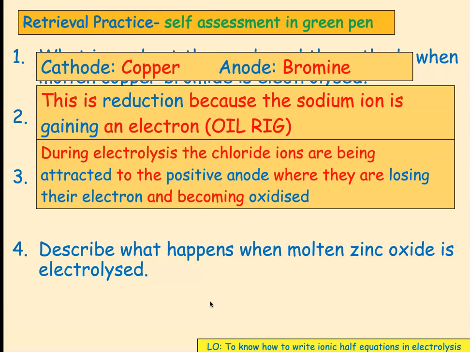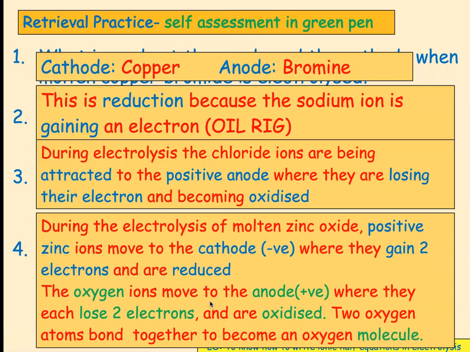oxidized. Describe what happens when molten zinc oxide is electrolyzed. During the electrolysis of molten zinc oxide, positive zinc ions move to the cathode, which is negative, where they gain 2 electrons and are reduced. The oxide ions move to the anode, where they each lose 2 electrons and are oxidized. 2 oxygen atoms bond together to form an oxygen molecule.